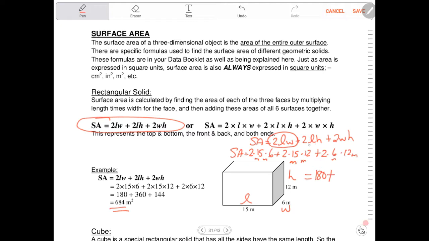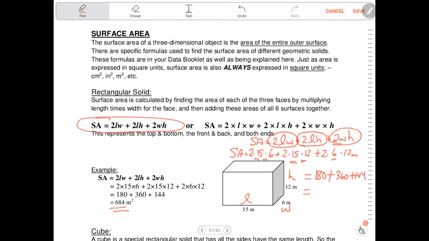Then I put my plus sign. What was the 2 times the length times the height? Well, that gave you 360. Finally, what is this value when they're all multiplied together? That's 2 times your width times your height, which gave you a value of 144.